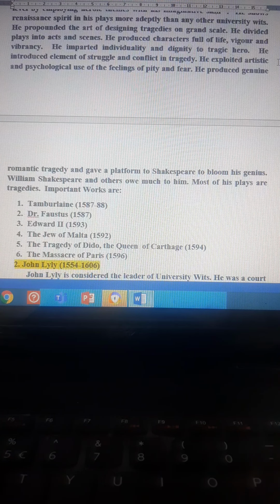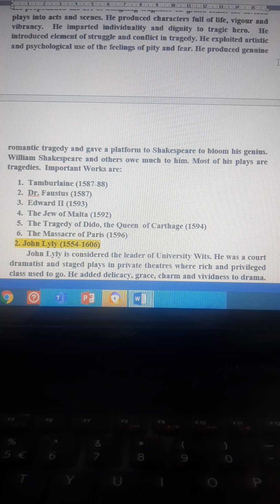He produced genuine romantic tragedies and gave a platform to William Shakespeare to bloom his genius. William Shakespeare and others owe much to him. Most of his plays are tragedies.